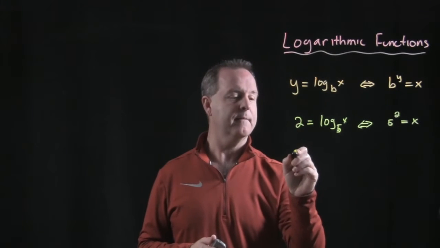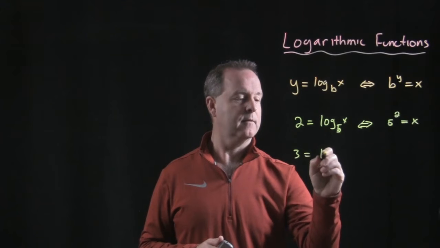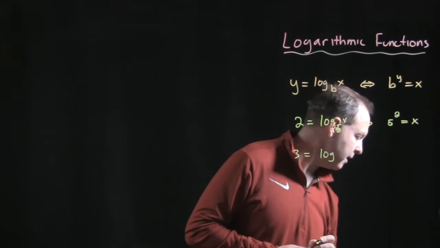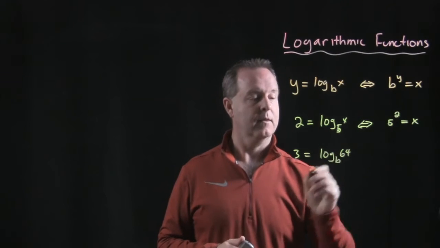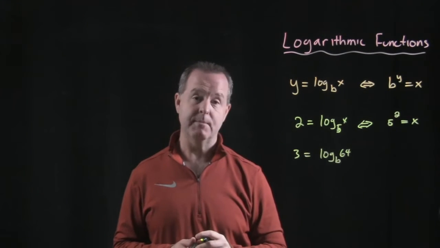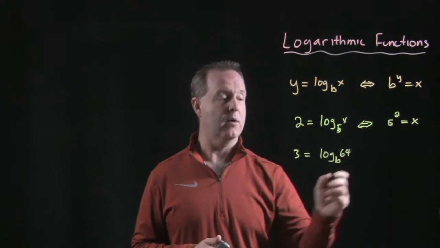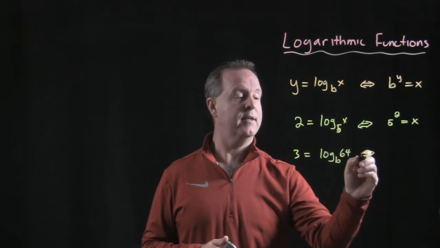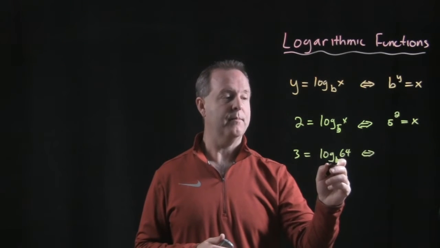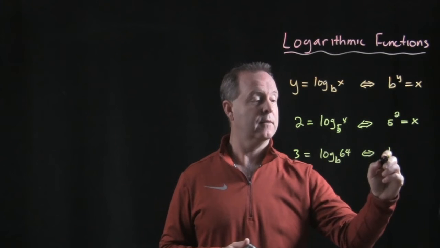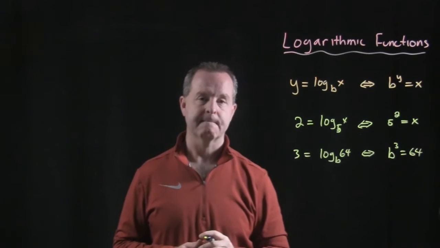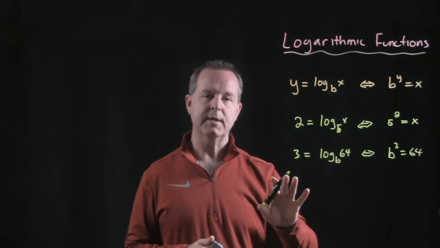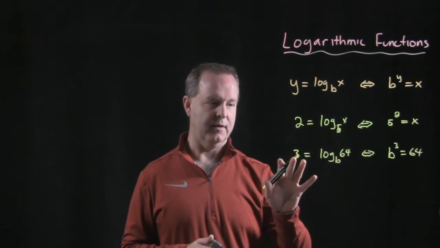All right, let's look at another example here. We'll say 3 equals the log of 64 with a base b. So the base I'm not sure of, or it's unknown. How would I write that in an equivalent expression? Well, that would be b to the third equals 64. Again, just using notations that are equivalents of each other.